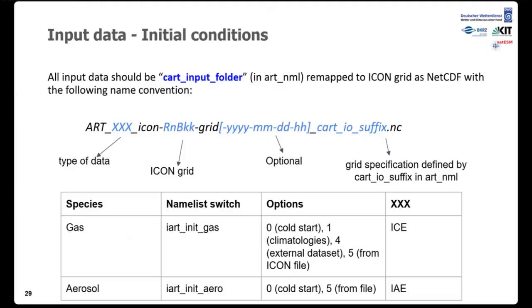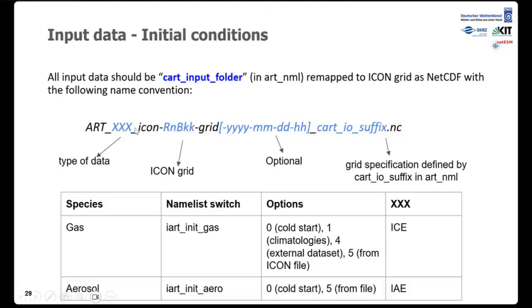Well, that's it for the chemistry part directly. But also if you start a simulation, of course, you need some input data, some initial conditions. And all this input data should be put into the ART input folder, which you find in the ART namelist. You have to first remap this to the ICON grid and convert it maybe to netCDF. And it has a special naming convention. So basically here you always have to give the ICON grid it's for within the name, and optionally the date it is for, and there's the ART IO suffix, which is also given in the ART namelist.